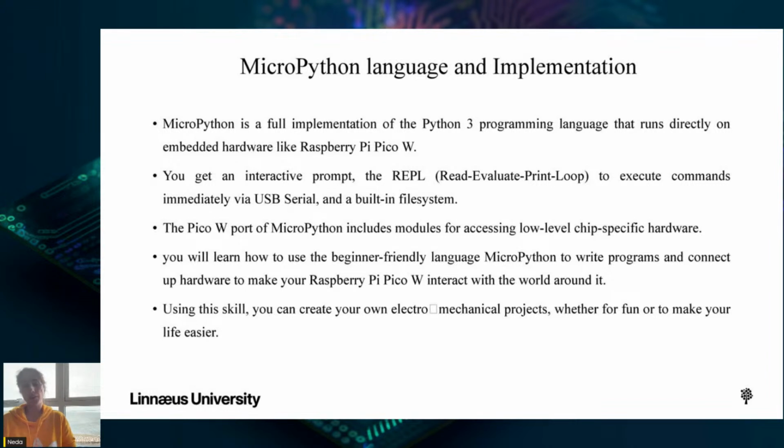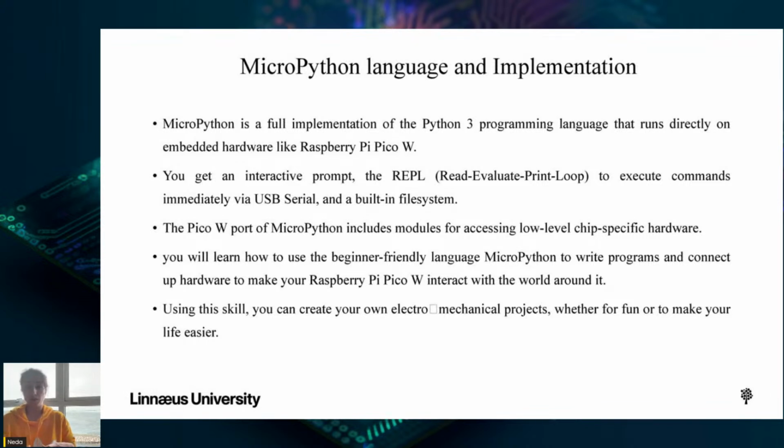One of the primary advantages of MicroPython is its ease of use, especially for beginners. With its beginner-friendly language, users can easily learn how to write programs and connect hardware to make their Raspberry Pi Pico W interact with the world around it. This skill can be used to create a wide range of electromechanical projects, whether for fun or to make their life easier.